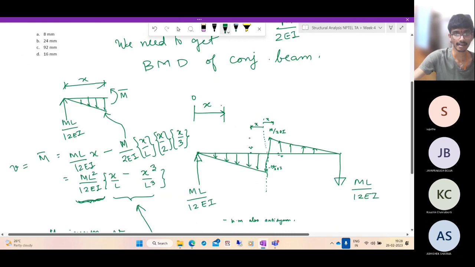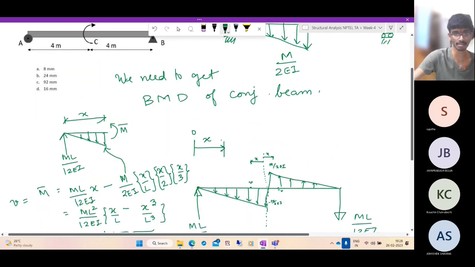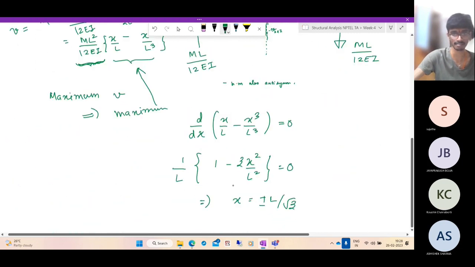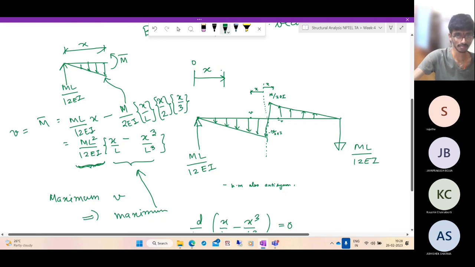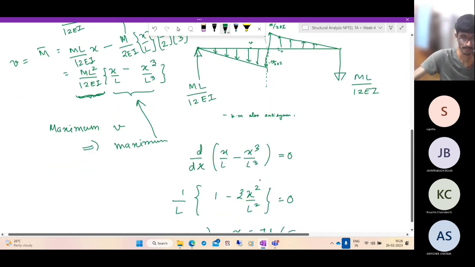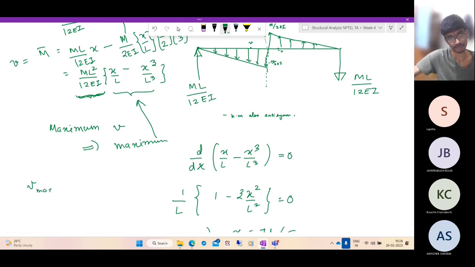But again, we know that x less than 0 is not allowed. There's no beam on this side. So you have to consider only the positive x equal to L by root 3. Now, if you substitute that into this, what do you get? You will get V max as m L square by 12 EI into 2 by 3 root 3.